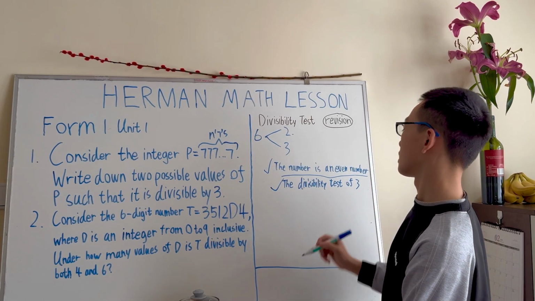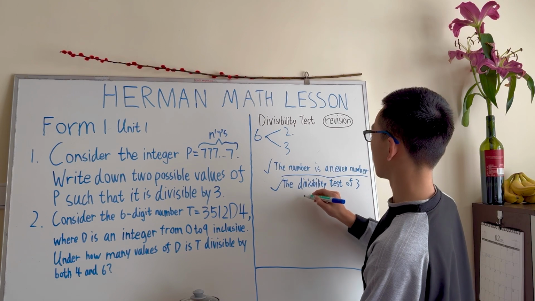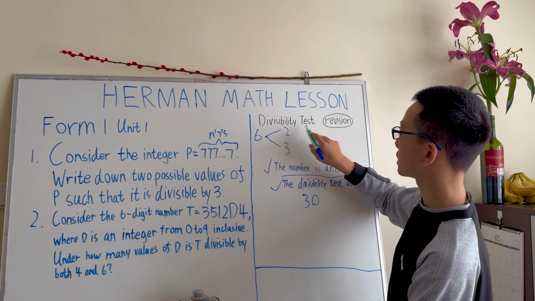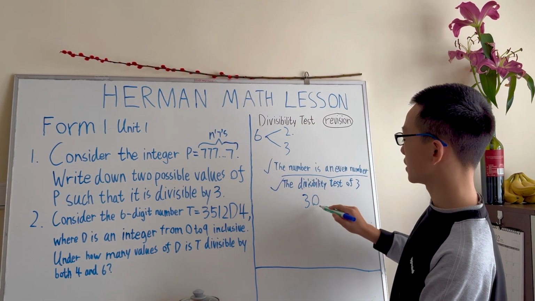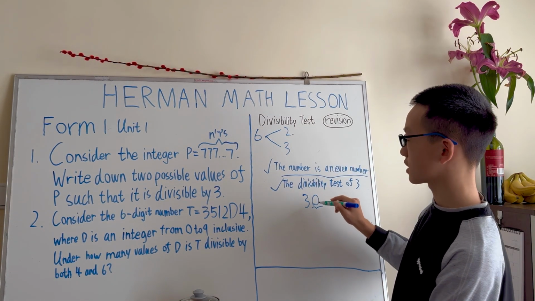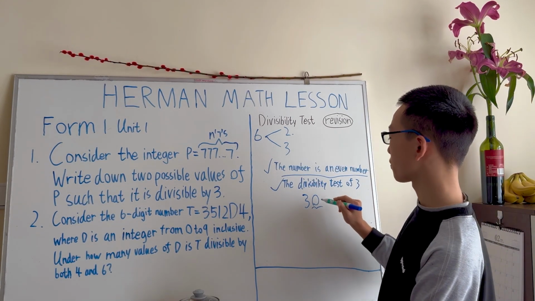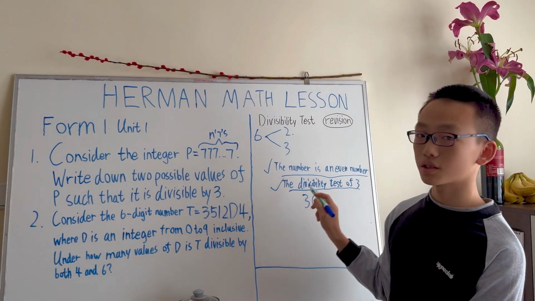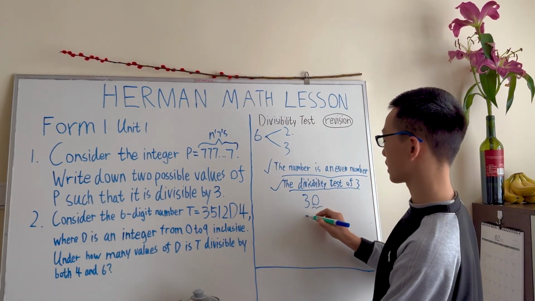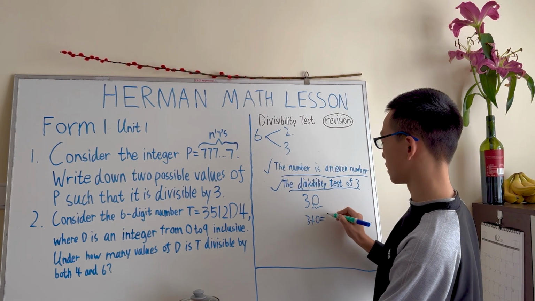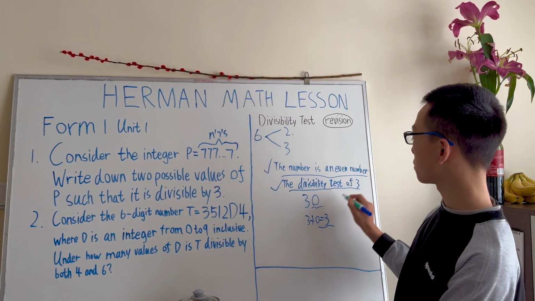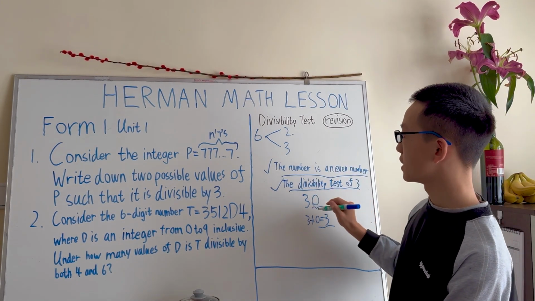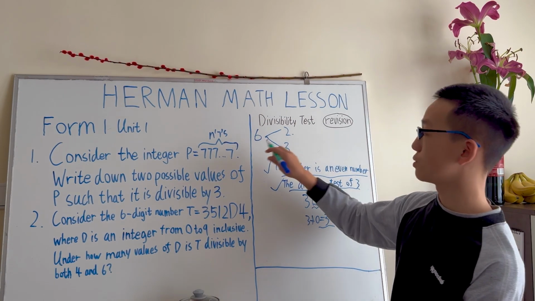Like 30. The divisibility test of 2 says that if the ending is 0, then it is divisible by 2. And the divisibility test of 3 is to add them together, 3 plus 0, and it is 3, so it is divisible by 3. If this number is divisible by both 2 and 3, then it is a multiple of 6.